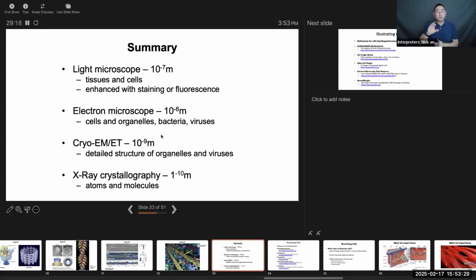Cryo-EM and cryo-ET extend that resolution even further, down to 10 to the minus 9 meters, down to the nanometer scale. So you can see the detailed structure of things like organelles and viruses. You can actually see how the individual molecules are packaged together to create different organelles or even an entire virus. And then finally, X-ray crystallography. That should actually say 10 to the minus 10, not 1 to the minus 10. This allows us to determine the three-dimensional structure of individual molecules.